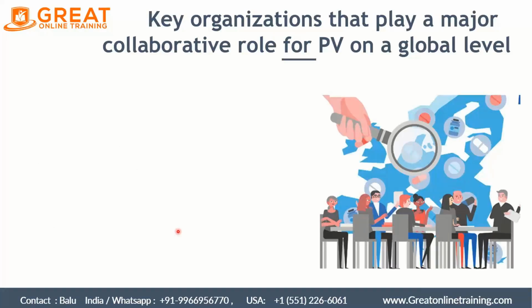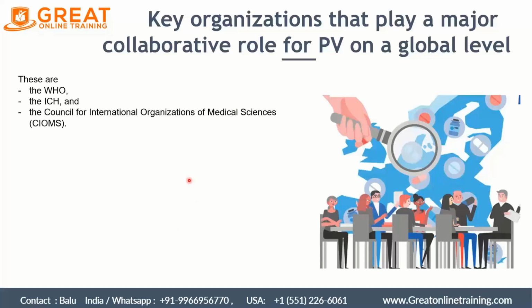What are the key organizations that play a major collaborative role for pharmacovigilance on a global level? We have a few key organizations like the WHO, the ICH, the International Conference on Harmonisation, and the Council for International Organizations of Medical Sciences, the CIOMS. So these three are the major organizations. Globally, they provide guidelines to all the pharma companies to follow, like how to handle the patient reports and when and how to submit the reports to the regulatory authorities.